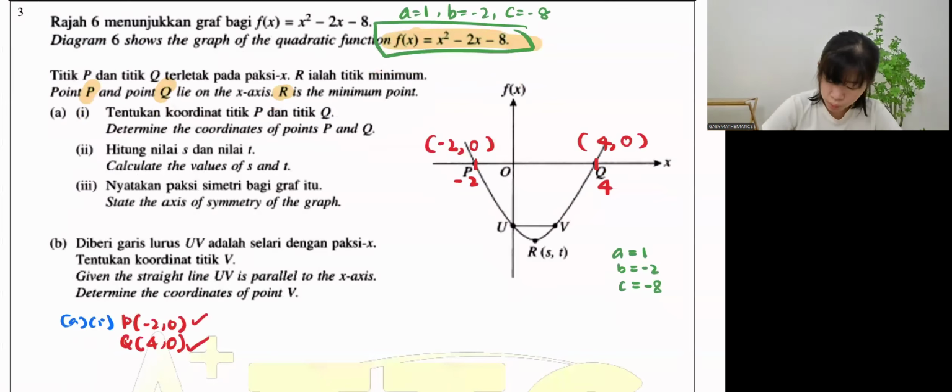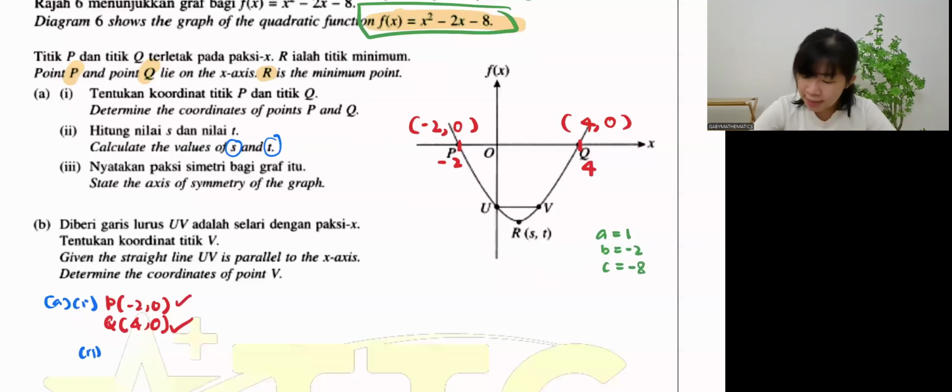Okay, number 2. Calculate the values of S and T. Let's see where it is. S and T are actually the coordinates of the minimum point. Let's talk about S first. S is the x coordinate. How do we find x? Okay, x is exactly in the middle here. The minimum point is always in the middle.